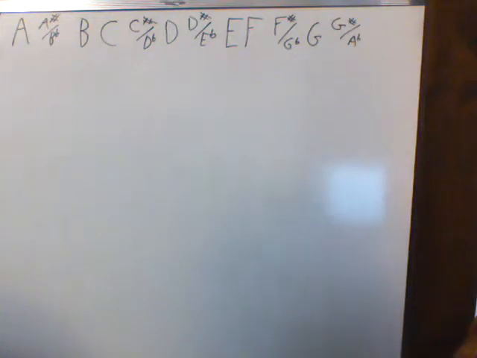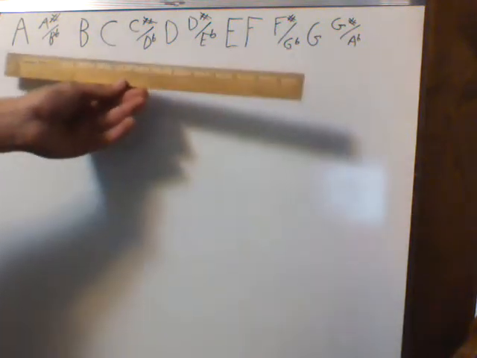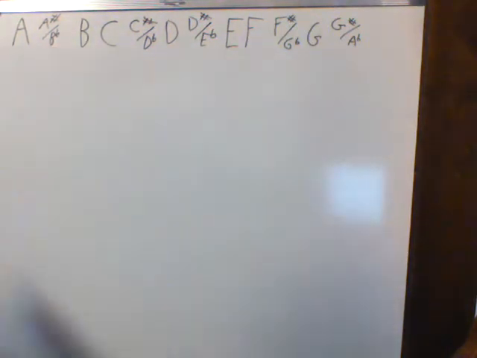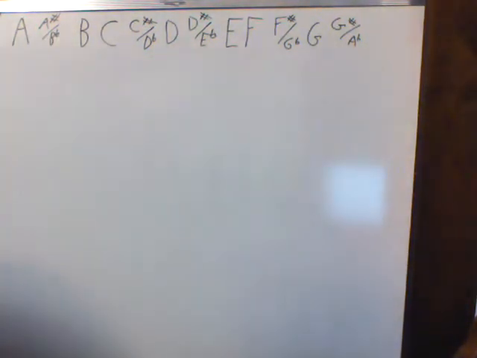Now that you know the musical alphabet, you're ready to learn what intervals are. In science class, you use a ruler to measure the distance between two points, right? So if you wanted to measure the distance between A and B, you would get 3 inches. But in music, we don't use a ruler to do that. Obviously, we can't use a ruler to measure sound.